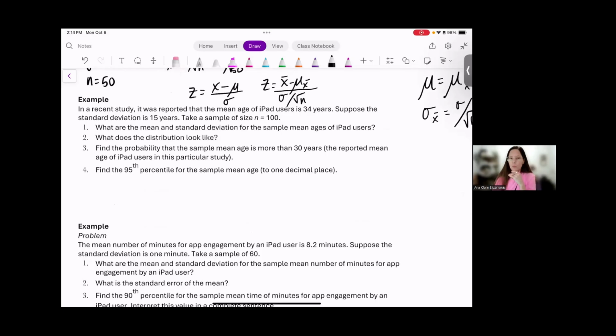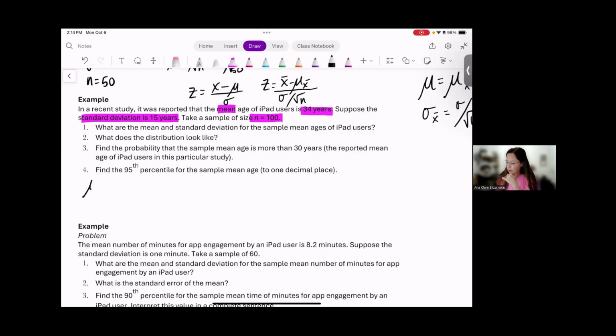In a recent study, it was reported that the mean age of iPad users is 34 years. Suppose that the standard deviation is 15 years and you take a sample of size n equals 100. Again, ding, ding, ding, sampling distribution. I need to make some changes because they said a sample was taken. What are the mean and the standard deviation of the sample mean ages?